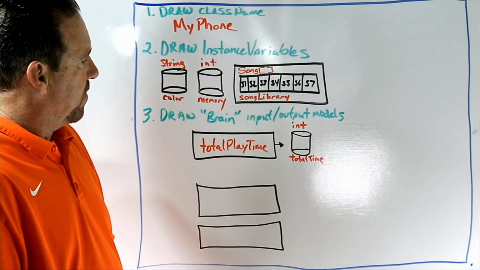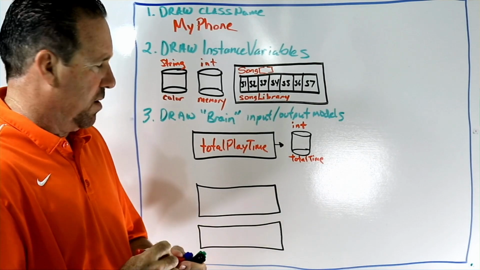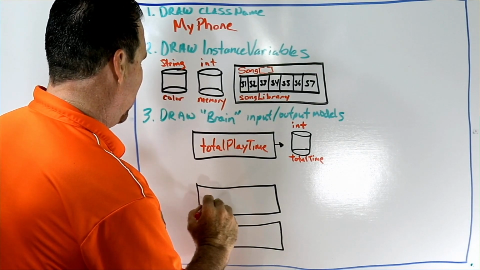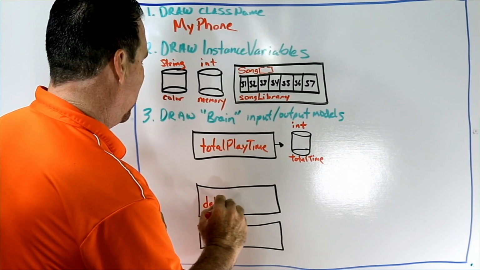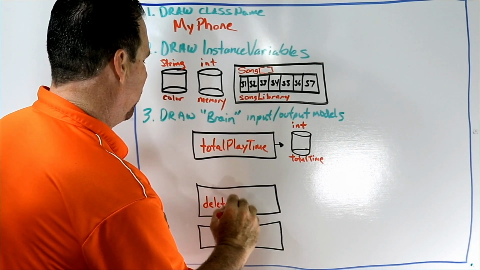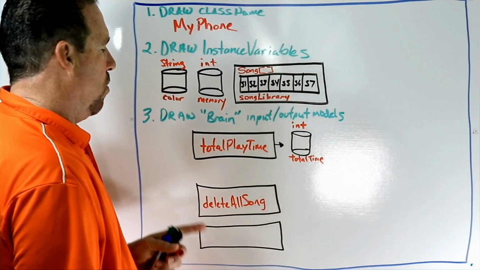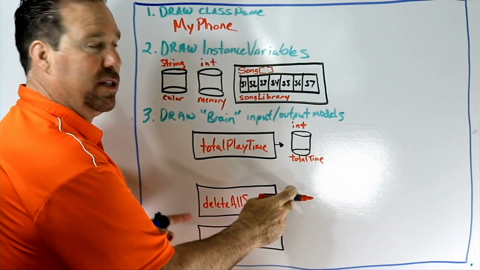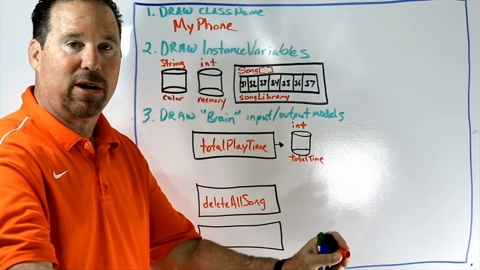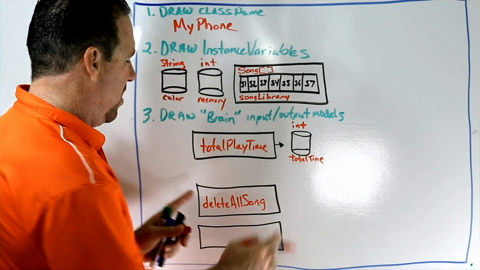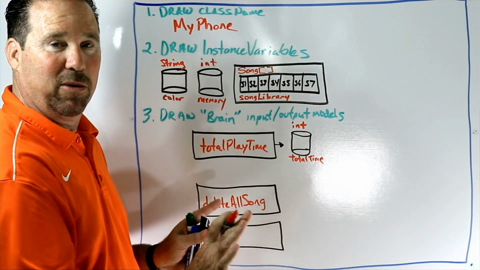That looks really good. All right, what other things I might do? Well, I might do a delete all songs, which wouldn't take any input, and it wouldn't take any of this. It'd just go and delete your library. Okay, so I think I forgot that in the last video. You could have one that doesn't have any input or output.